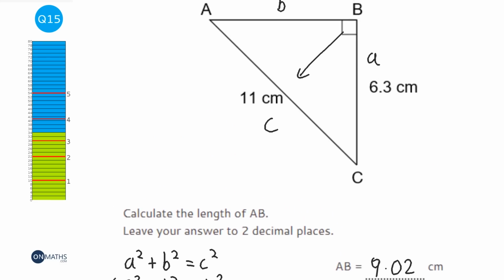Last thing, just to check it, the hypotenuse, which is this one, needs to be the longest side. So our answer was 9.02, and so that is smaller. So chances are it's correct.